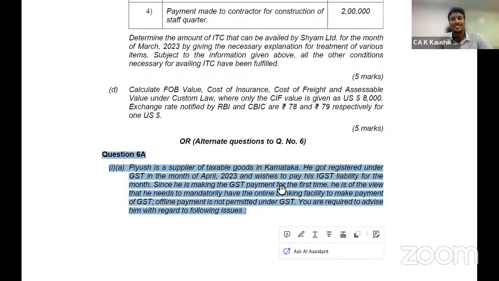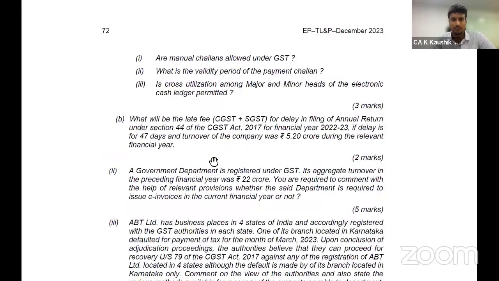Since he is making a GST payment for the first time, he is of the view that he mandatorily needs to have the online banking facility to make the payment of GST. Offline payment is not permitted under GST. You are required to advise him with regard to the following issues. Are manual challans allowed under GST? No, it is not allowed under GST. Direct online payment is mandatory. What is the validity period of the payment challan? 15 days is the validity period of the payment challan.